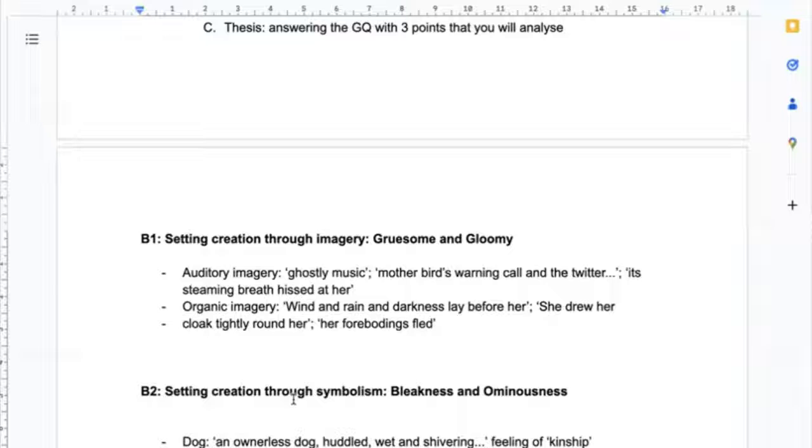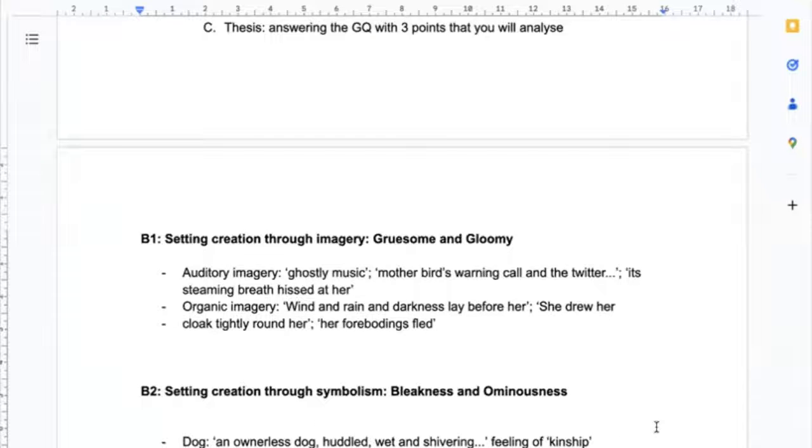Next, I'm going to focus on symbolism that contributes to creating a bleak or ominous setting. First, the dog who has no owner, huddled, wet, and shivering, but actually the character feels kinship towards the dog. With the quote, I can analyze the fact that the dog can somehow symbolize the woman who feels largely lonely and deserted, like she has arrived in a place where she's not welcomed.